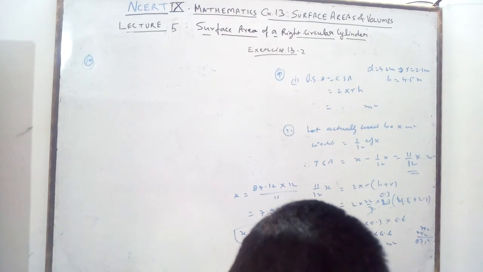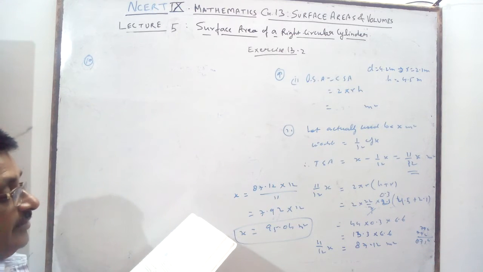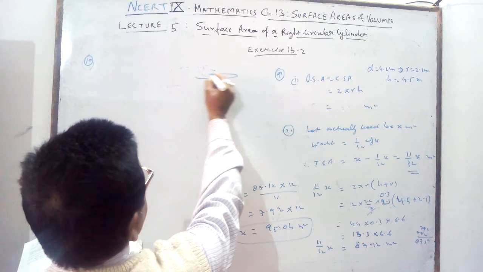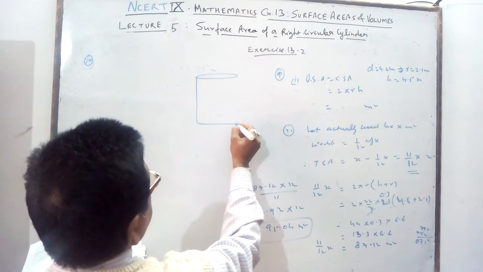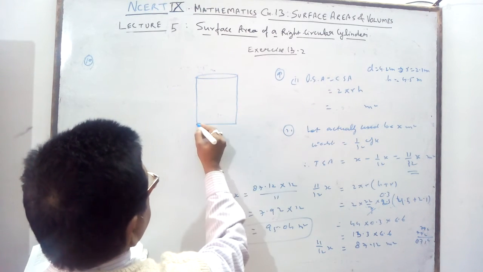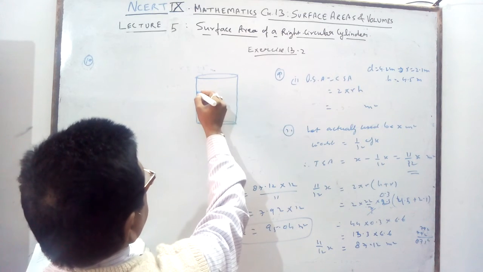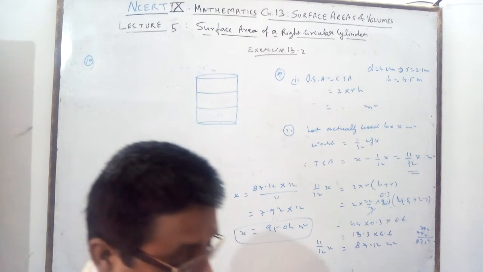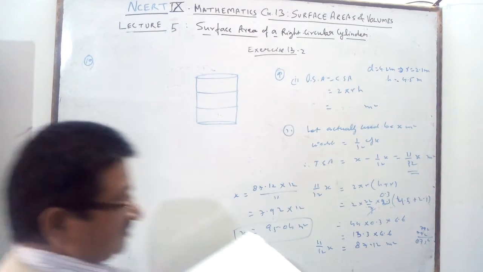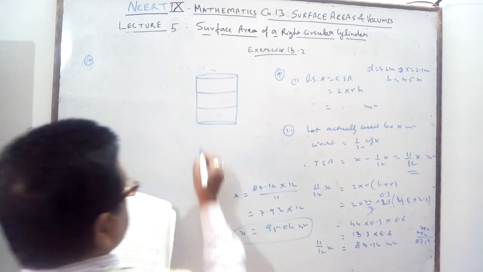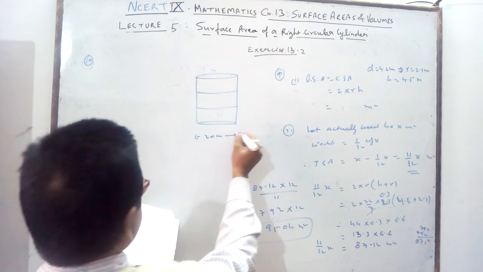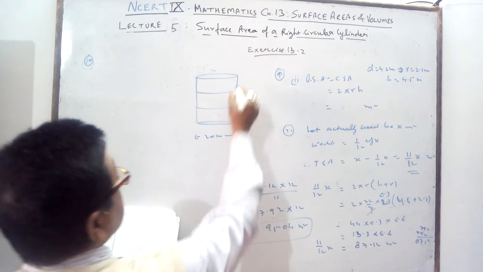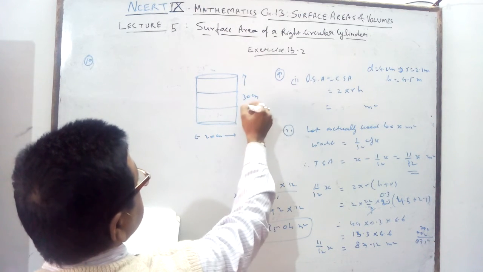In question number 10, it is given that there is a frame of a lampshade. The lampshade is open here and open here, both directions. It is a lamp. It is open, but what is given is that it is 20 centimeter in diameter, and the height is 30 centimeter.